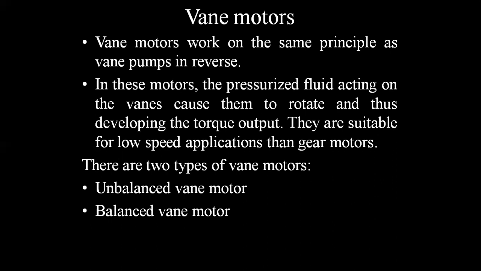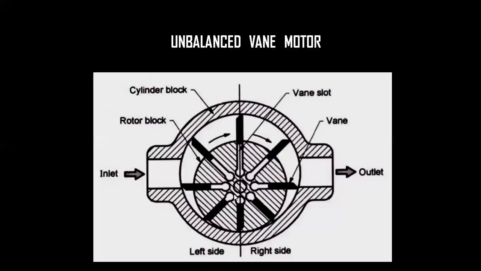These kinds of motors are mainly used in lower speed applications than gear motors, where we require less speed. Under these motors, they are classified into two types. One is the balanced vane motor. The other is the unbalanced vane motor. Now we can see in detail what the unbalanced vane motor and balanced vane motor are.